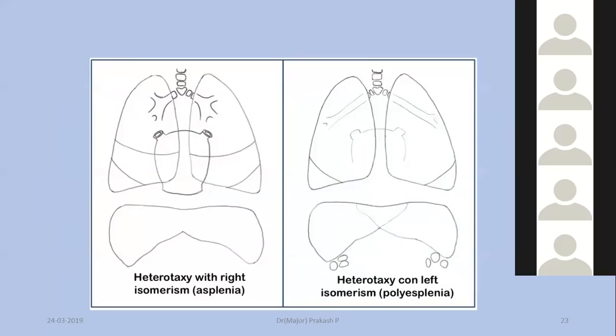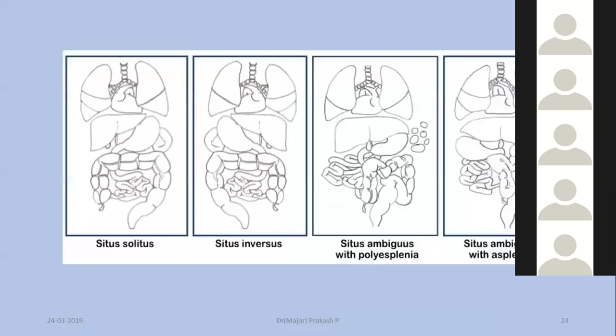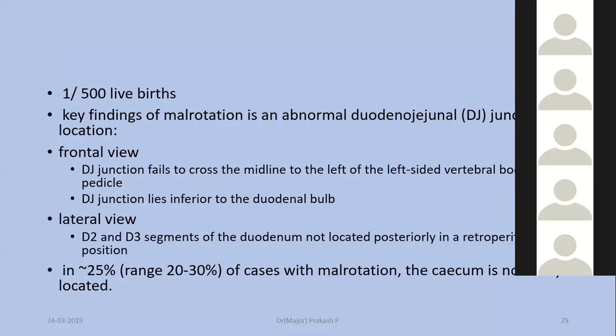So what is asplenia, what is polysplenia, I think you should read about it in depth. You should have a clear concept about what is right isomerism, what is left isomerism. As I go here, the spectrum becomes larger to include situs solitus, situs inversus, situs ambiguous with polysplenia, situs ambiguous with asplenia. These are the larger spectrum of a malrotation of the midgut, where in malrotation we discuss only the midgut. This involves the entire gut as well as the associated structures, that is the liver, spleen and the lungs.